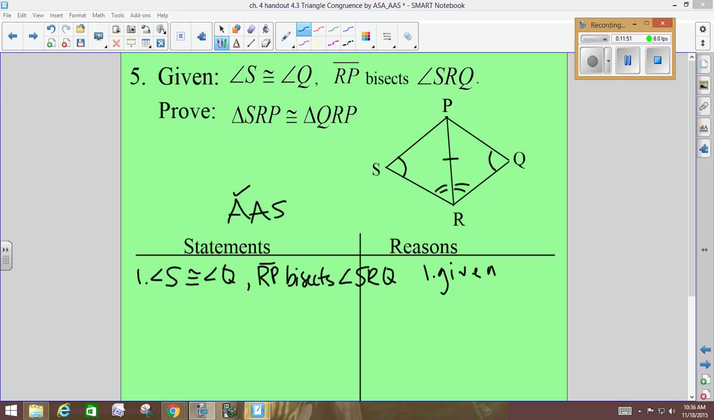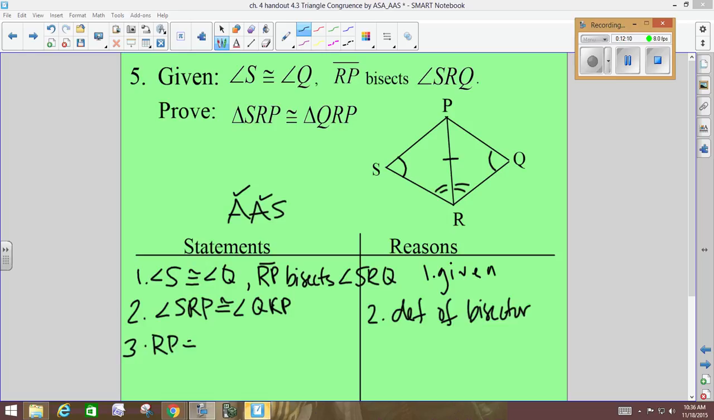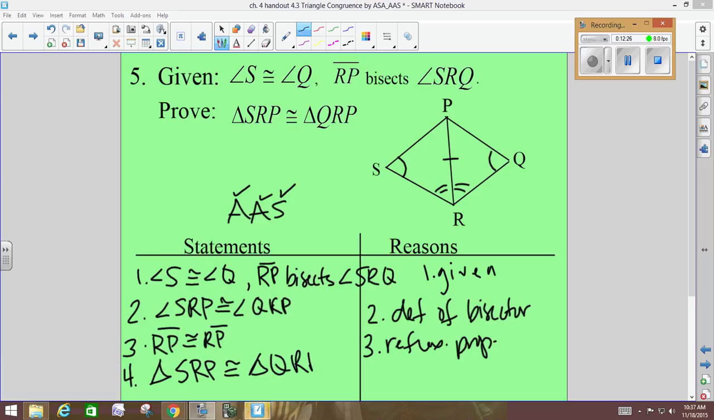So I got to double check. I have 1 angle in the given. My second angle, SRP, is congruent to angle QRP by the definition of a bisector. And then our side, RP is congruent to RP. Now again, you can have 2 and 3 flipped around. But since we have all 3 parts, then we can be done. Triangle SRP is congruent to triangle QRP by angle, angle, side.